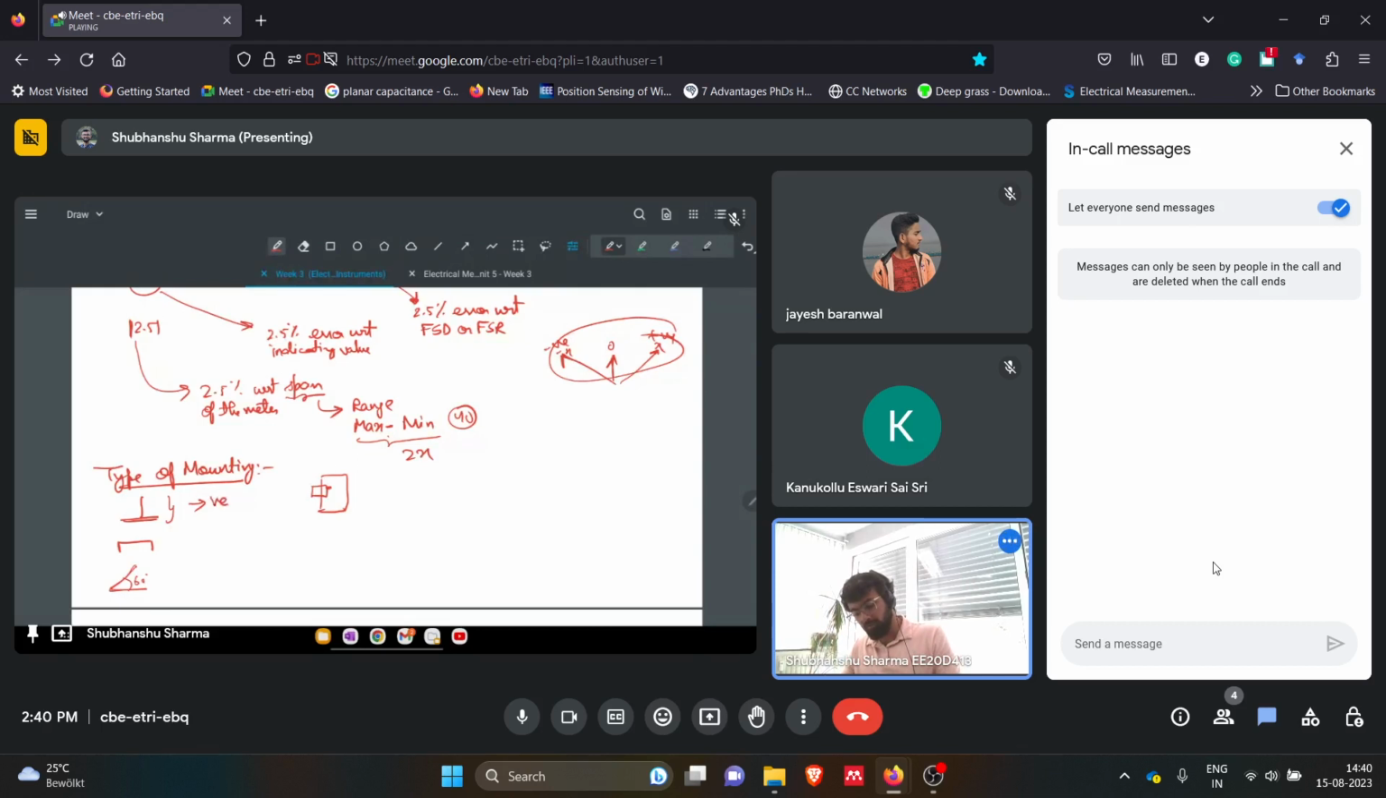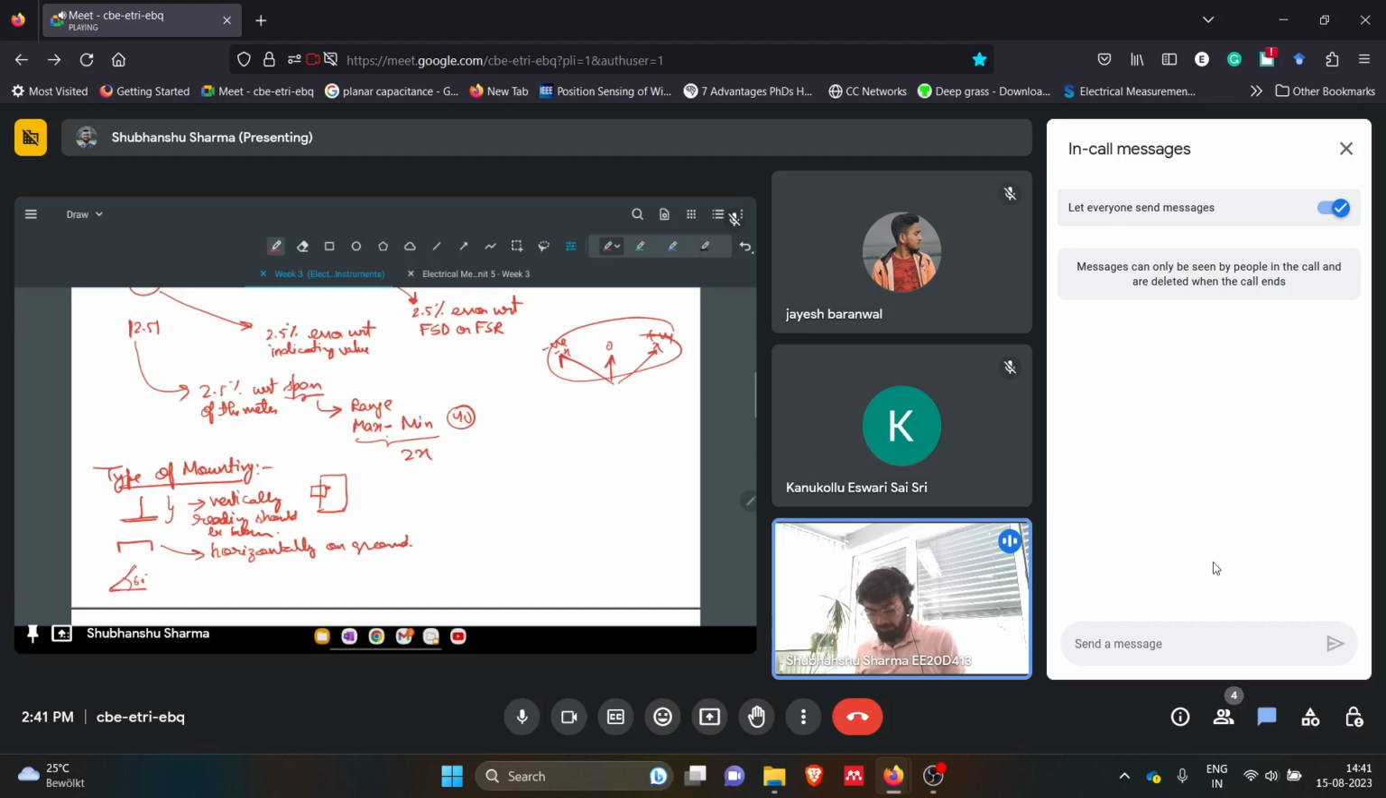So reading should be taken vertically. That means the meter should be kept vertically, stuck to that wall surface or something, then we can take the readings. If we have this kind of symbol, that means the meter should be kept horizontally on the ground, and then the reading should be taken.